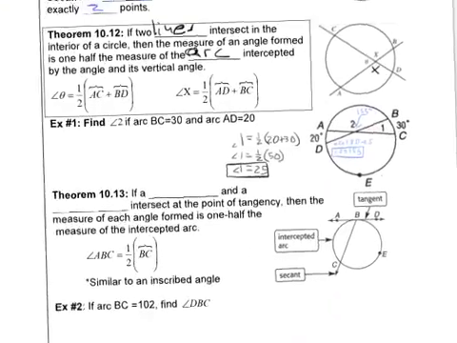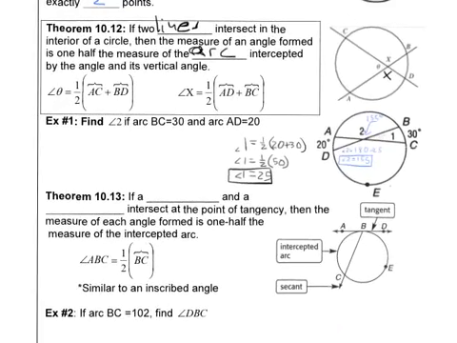Not too bad. Just add up the arcs, divided by 2. And that's when those things intersect inside the circle. So that's really important. When the secant lines or the lines intersect inside the circle, you're going to add up the arcs and divide it by 2. But we're going to find something happens differently when these lines intersect outside a circle, and we'll see that in just a little bit. But before we do, let's go on to theorem 10.13.